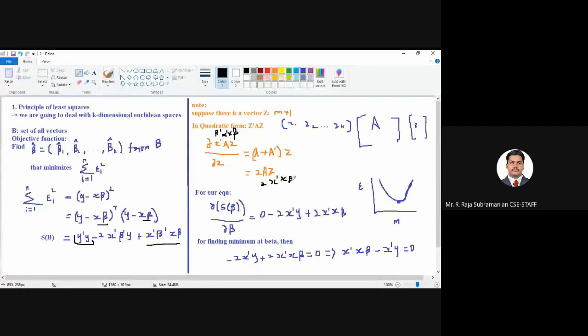This particular term we have written here, x dash x, right? Then I want to find the minimum value over here. So I am making this equal to 0. The first derivative will be equal to 0. So minus 2x dash y plus 2x dash x beta is equal to 0. And I remove the constant 2, so that I get x dash x beta minus x dash y. This is what we have done so far, right?